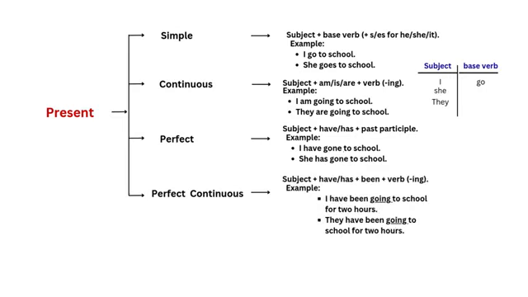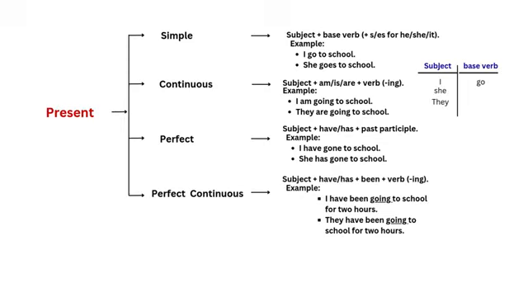Present perfect continuous: subject plus have or has plus been plus verb-ing. Example: I have been going to school for 2 hours. This means that the action of going to school started 2 hours ago and is still continuing or has just recently ended. Here, I is the subject.